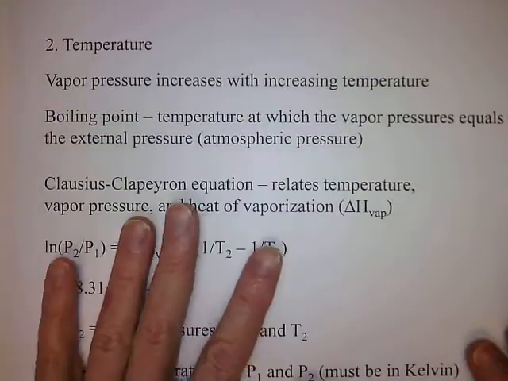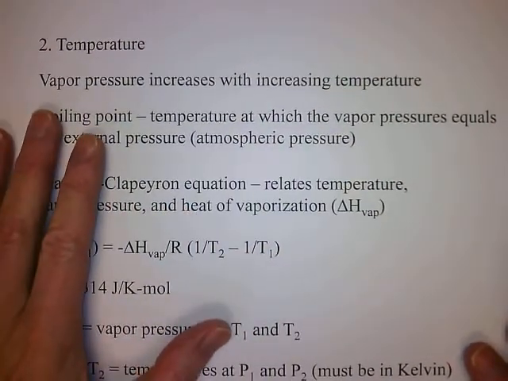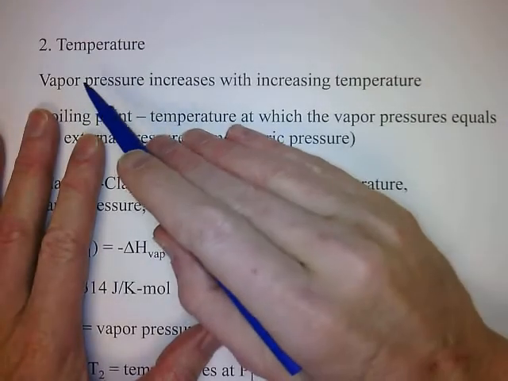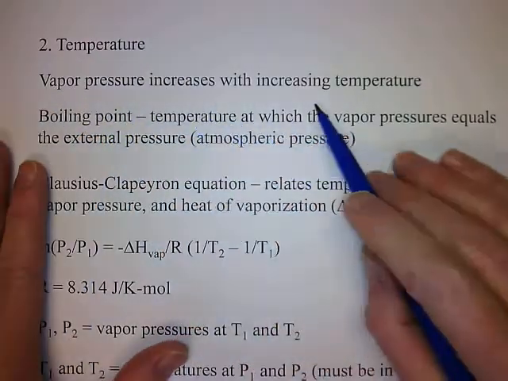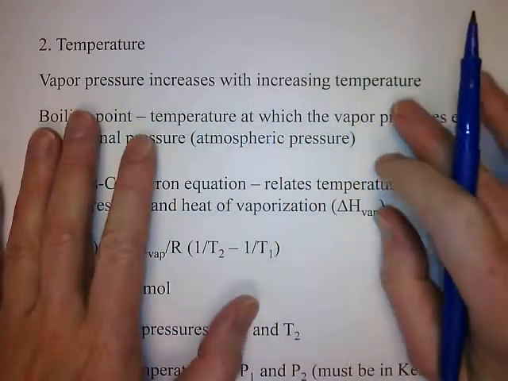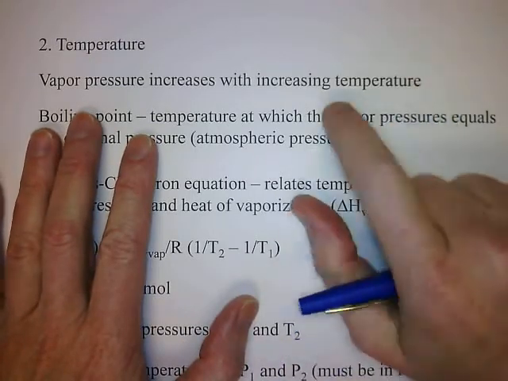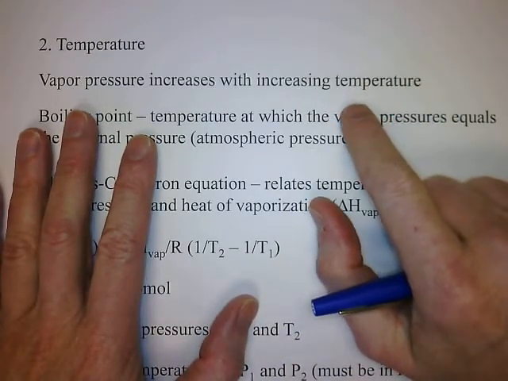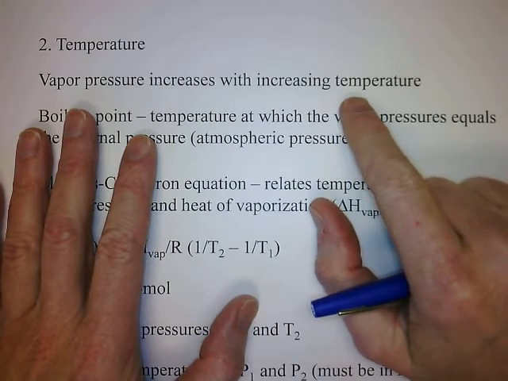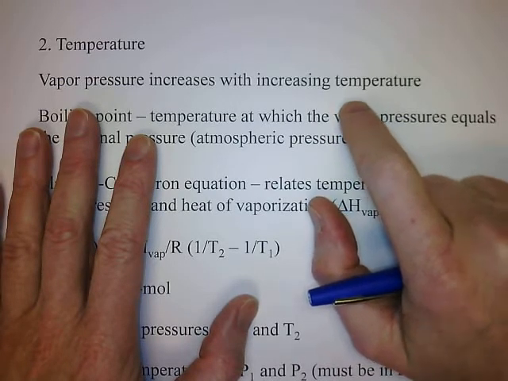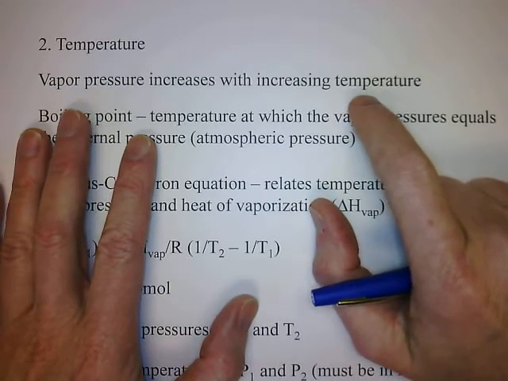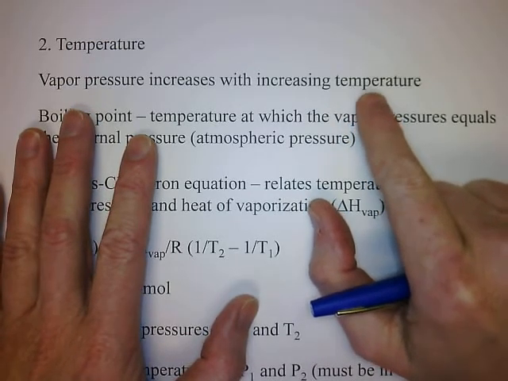Okay. Second thing is temperature. All right, so vapor pressure increases with increasing temperature, which makes sense, right? Because what are you doing when you heat something up? Heat's a form of energy. When you heat a substance up, you're giving the molecules energy. They're moving faster. The molecules have more kinetic energy.